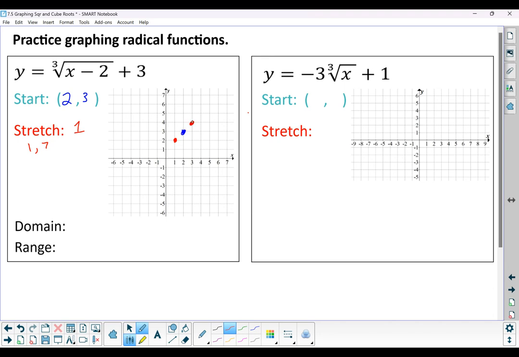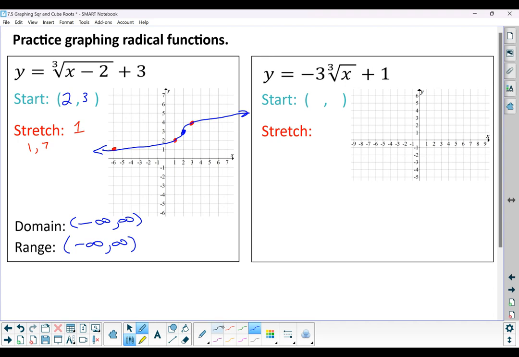So I went up 1 over 1, up 1 over 7. Now I'm going down 1, down 1, back 7. And those points should help you get sort of that basic shape. And when I'm drawing these, I don't usually draw them from left to right. They usually look not great when you draw them from left to right. I usually start at the center and go up and over and then down and back. And usually you get a little bit better shape if you do it that way. So our domain and our range are both all real numbers.